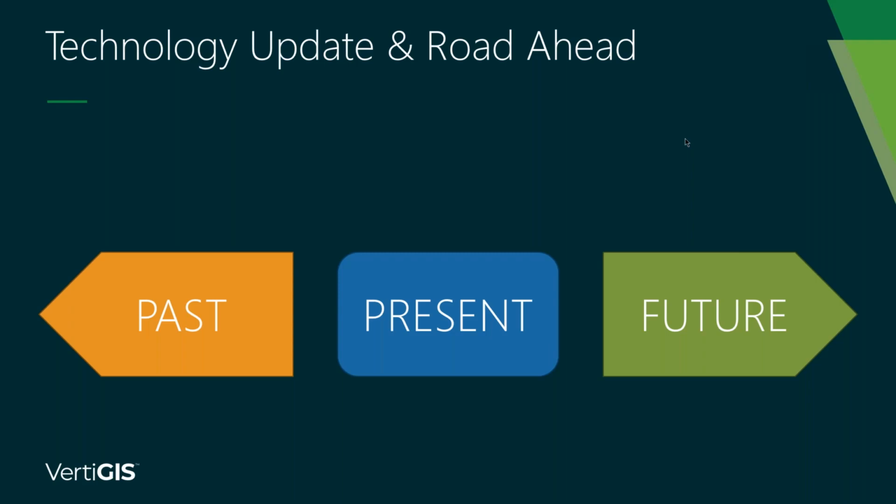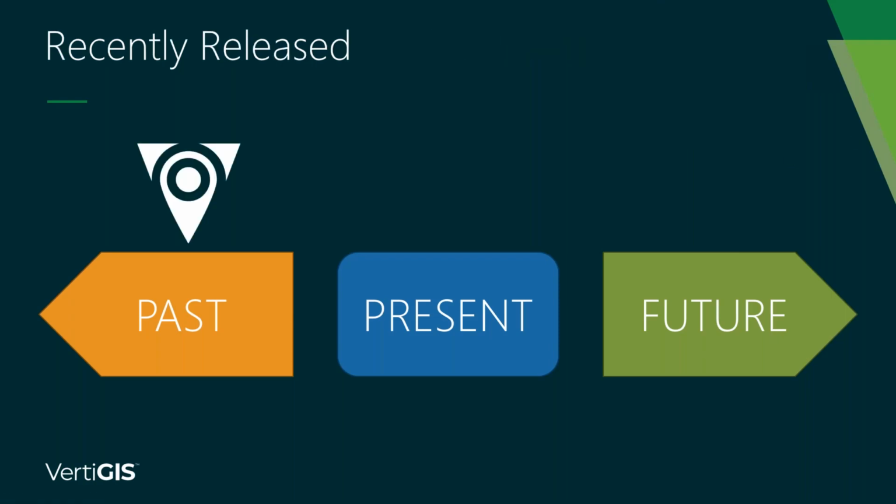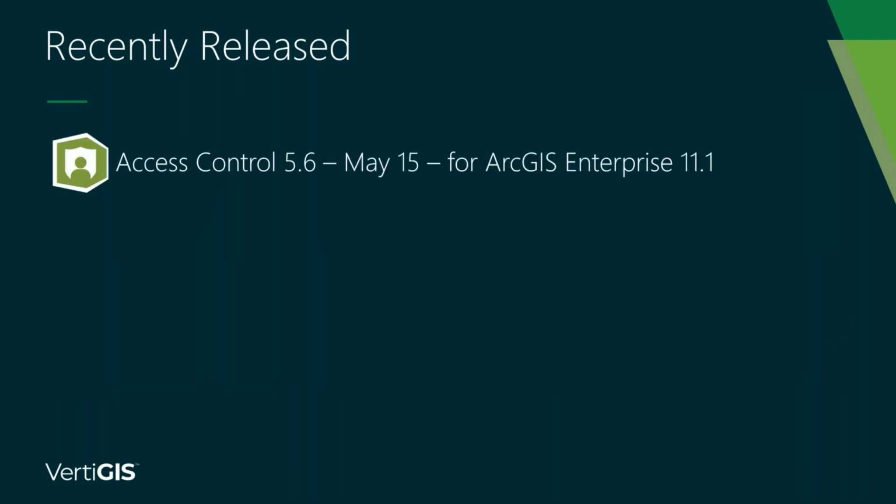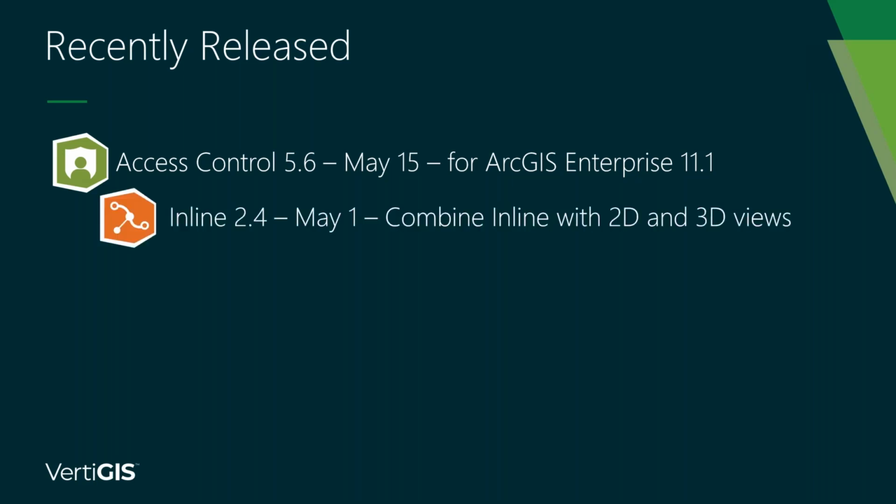All right, so this is somewhat the more traditional part of our road ahead, where we walk through some of the things that have recently come out in VertiGIS Studio, some things we're finalizing right now today, and some things we have planned for the future. So let's kick it off with some recently released things. First up, you've already heard about this, Access Control 5.6, released May 15th. This was largely about ensuring that we had a product that was compatible with ArcGIS Enterprise 11.1.